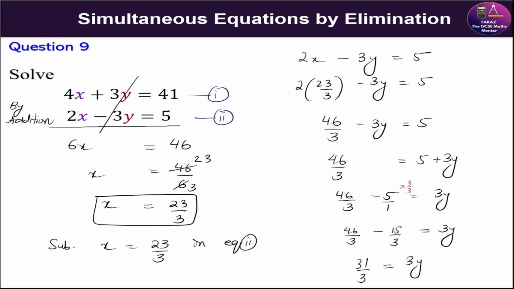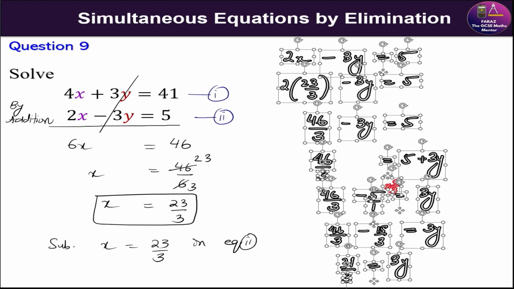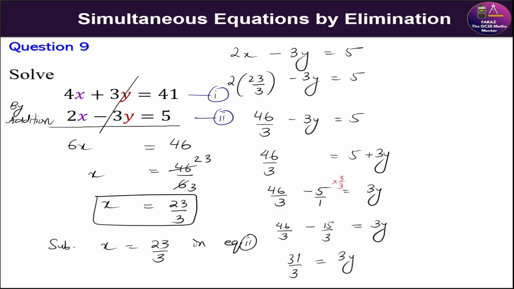So we have to find the value of y and separate it on one side. So y equals 31 over 3 divided by 3. And therefore we have y equals 31 over 3 times 1 over 3, which means that y equals 31 over 9.